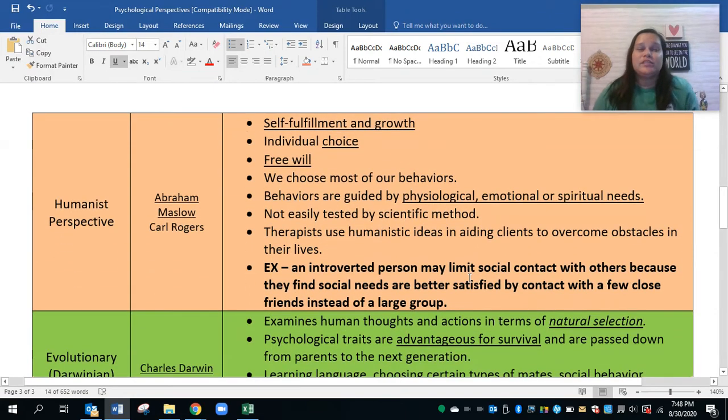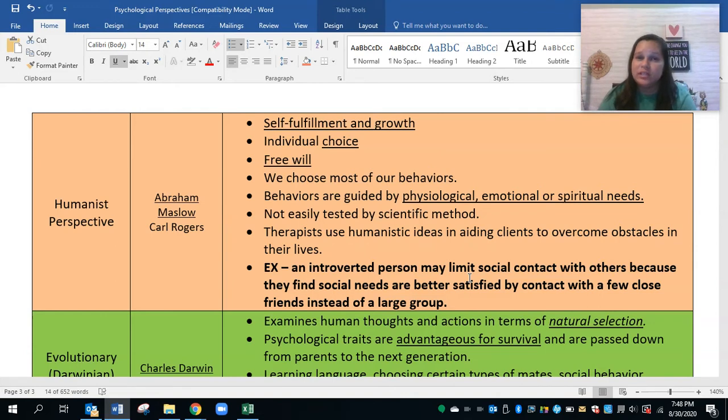Our next perspective is the humanist perspective, which we know was established because it felt that the first two perspectives were dehumanizing. And the person who founded that one was Abraham Maslow. The key here was it was all about helping people achieve their greatest self, their greatest potential, self-fulfillment. It was all about people being able to make choices for themselves, that we have free will, but also about the idea of getting our physiological, emotional, and spiritual needs met.